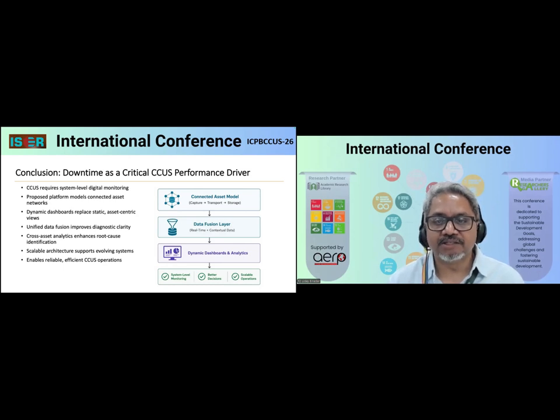Importantly, the architecture is scalable and adaptable as systems scale or assets are added. This will allow dynamic addition or dynamic visualization capabilities within the system. Overall, this will enable more reliable, efficient, and future ready CCUS digital operations.